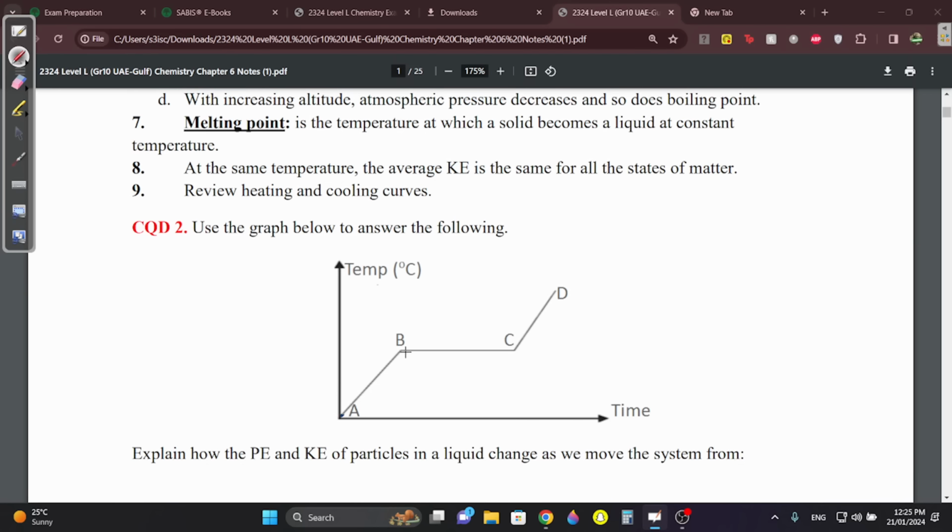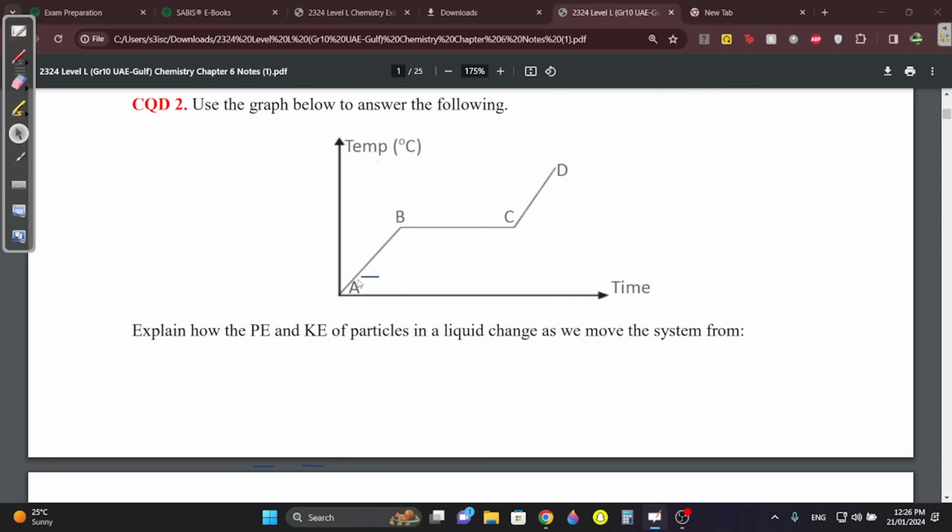So here from A to B, they're asking what is happening for the potential energy and the kinetic energy. If the temperature is increasing, that means the kinetic energy will increase. From B to C, the temperature is not changing, so kinetic energy will stay the same, but potential energy will increase. Then from C to D, again, the temperature is increasing, so the kinetic energy will increase.